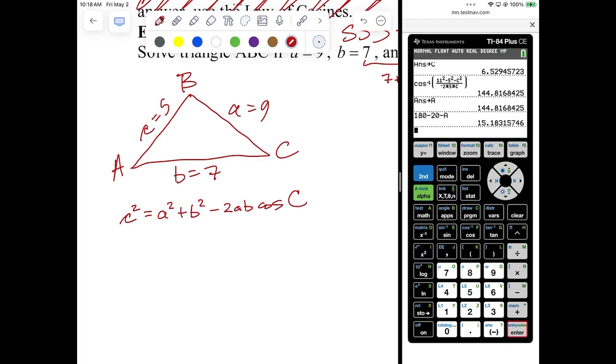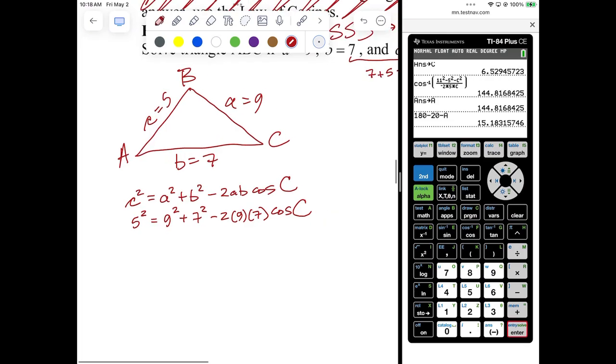So we plug in and we get 5 squared equals 9 squared plus 7 squared minus 2 times 9 times 7 times cosine of angle C. Now, is it okay if you call 5 squared 25 and 9 squared 81? That's fine. I don't care. Do as much mental math as you want, but don't mess up, okay?